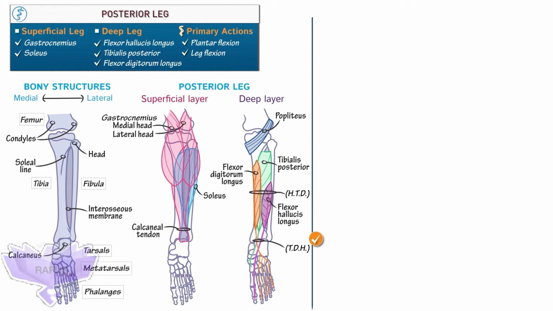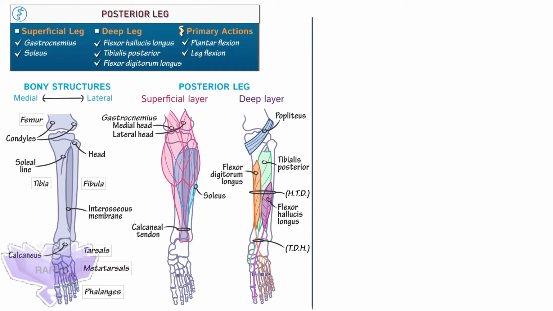From medial to lateral, at the ankle, their order is tibialis posterior, flexor digitorum longus, and flexor hallucis longus. A mnemonic to remember this is Tom, Dick, and Harry. Tom for tibialis, Dick for digitorum, and Harry for hallucis.